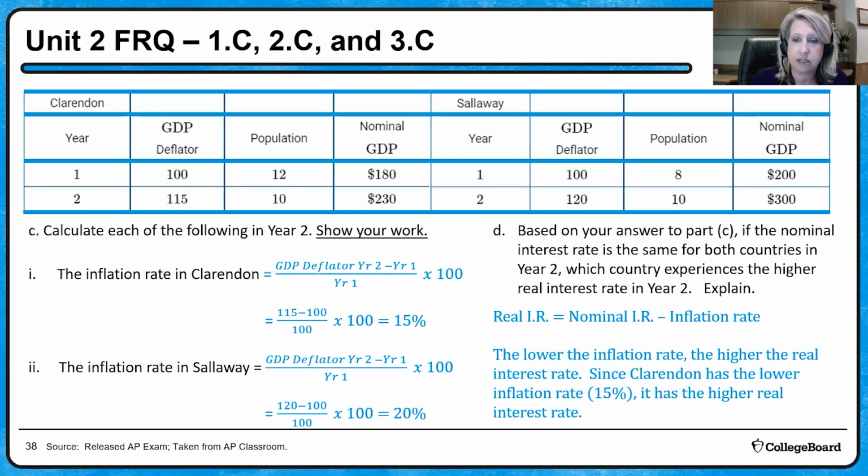Part D says, based on the answer to part C, if the nominal interest rate is the same for both countries in year 2, who's got more inflation? I'm sorry, who's got a higher real interest rate? So the real interest rate equals the nominal interest rate minus the inflation rate. So the lower the inflation rate, the higher the real interest rate. So Clarendon has the lower inflation rate, 15% is less than 20. It's the one with the higher real interest rate.